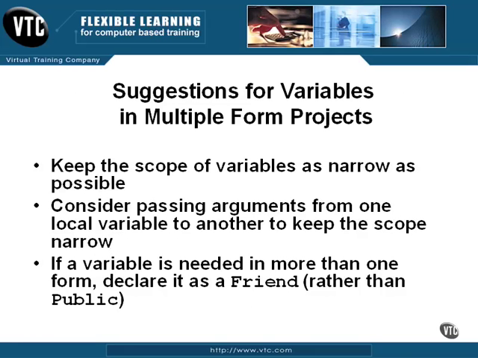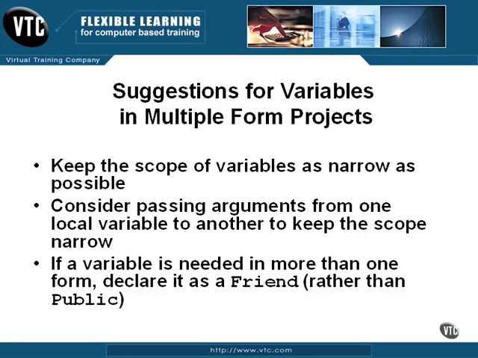And just some general suggestions for variables in multiple form projects. You should always try to keep the scope of the variables as narrow as possible. This simply keeps you in control as the programmer and lessens the possibility of the user inadvertently accessing variables or data that you don't want them to access. When you have to use a variable in more than one location, you should consider passing arguments from one local variable to another to keep the scope as narrow as possible.